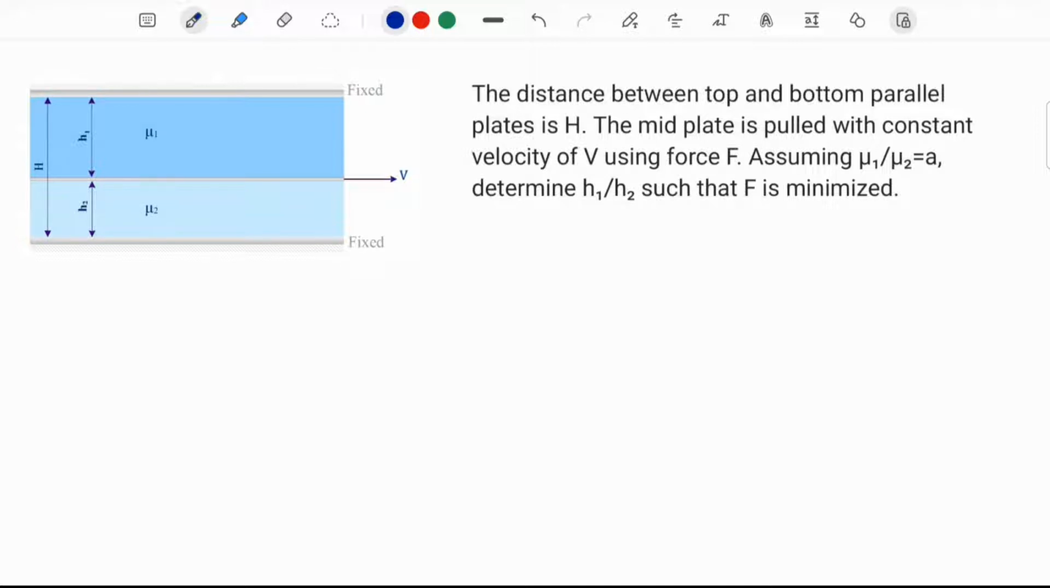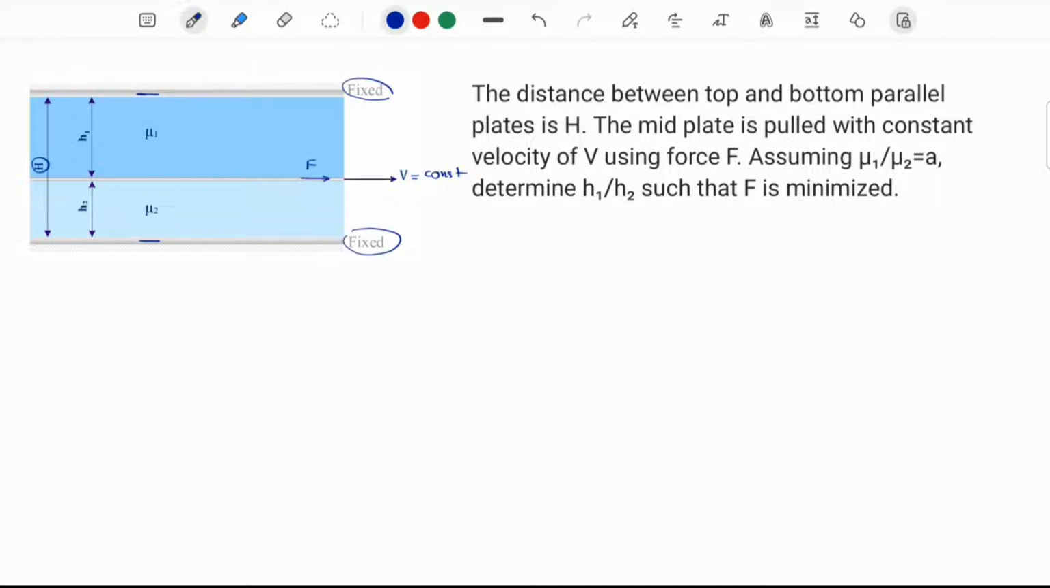The distance between the top and bottom parallel plates is H. This is top, this is bottom, and they are fixed, and the distance between the two is H. The mid plate is pulled with a constant velocity of V, using a force F pulling this plate. Assuming mu1 over mu2, the ratio of the viscosity of fluid 1 over the viscosity of fluid 2, is a. We are asked to determine h1 over h2, the ratio of distances from the top and bottom plates, such that F is minimized.